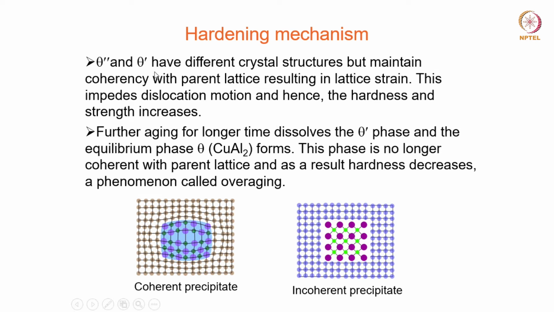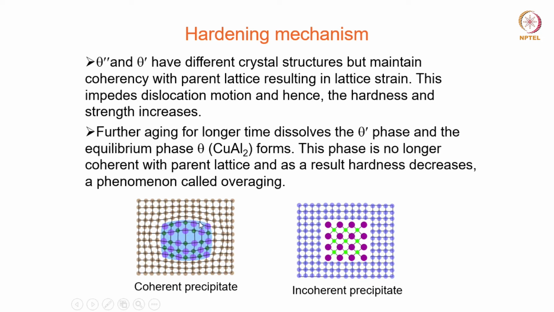Right? So when the theta prime forms, or the theta double prime that you had seen, both of these are actually coherent with the matrix, but their lattices are different compared to the parent lattice. Okay, so since the lattice is different, but it is still trying to maintain coherency with the parent matrix, you can see that it is creating some kind of strain around the precipitates, right?